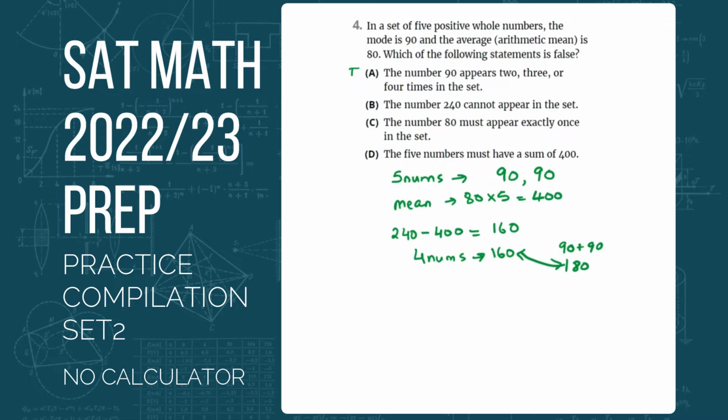The number 240 cannot appear in the set. So that's true. Then the number 80 must appear exactly once in the set. The number 80 can appear, but not must appear. So that's false. So the right answer is C.